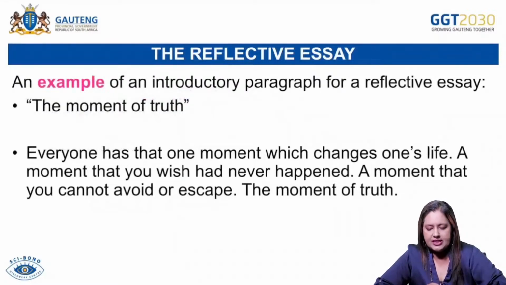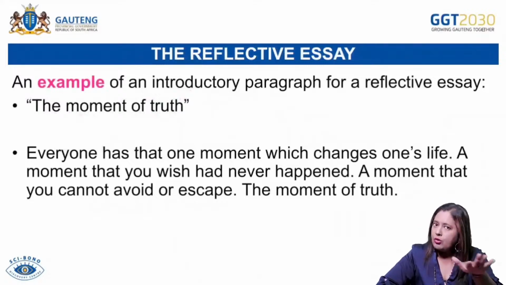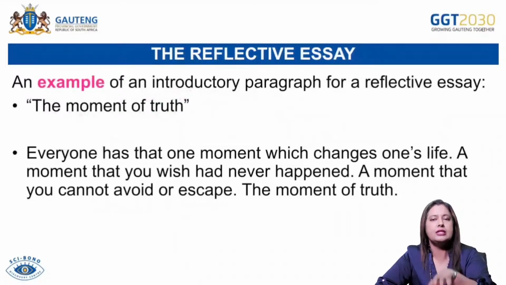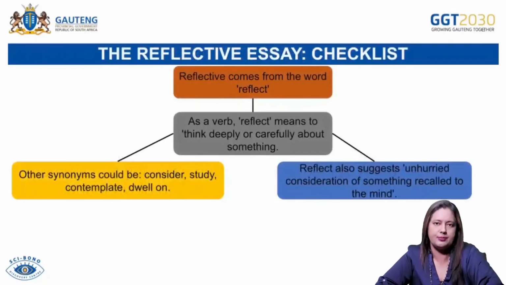So an example of a reflective essay could be, let's say we had a topic like the moment of truth. You can say, everyone has that one moment which changes one's life. A moment that you wish had never happened. A moment that you cannot avoid or escape. The moment of truth. Now that's obviously a very mature way of putting it across, okay? But you again, in your own time and space, will find words and ideas that will still give us this kind of idea in relation to the moment of truth, okay? If that's a topic that is given to you. So again, remember, the topic will dictate how you're going to write the piece of work.